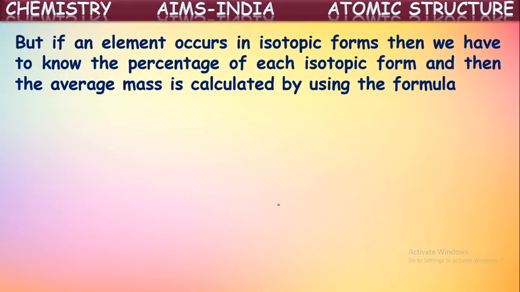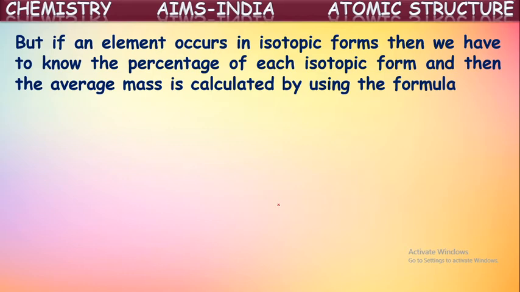But if an element occurs in isotopic forms like hydrogen or chlorine or carbon, then directly the mass number of any one of those cannot be taken as its atomic mass. We cannot take the mass number directly because more than one kind of mass number is available. Then we have to know the percentage of each isotopic form available in nature, and then the average mass is calculated using one formula.